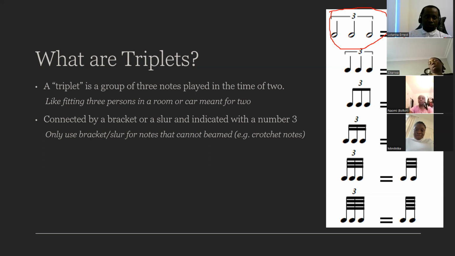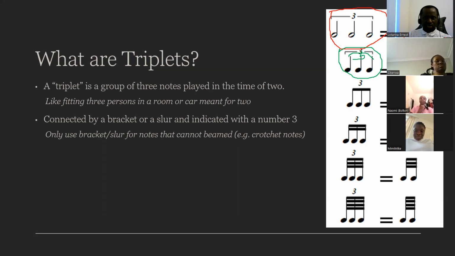Now, if you go further, this one is just the same thing, but this is now a crochet. You see, crochet, no beam. You use a bracket, or you can even use a slur like this, and then you put 3. But the equivalent of these 3 notes is 2 crochets. And it goes on and on like that.